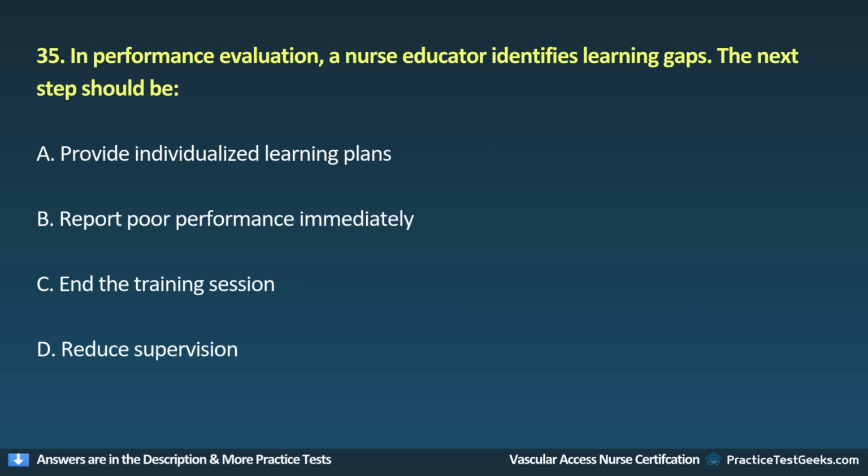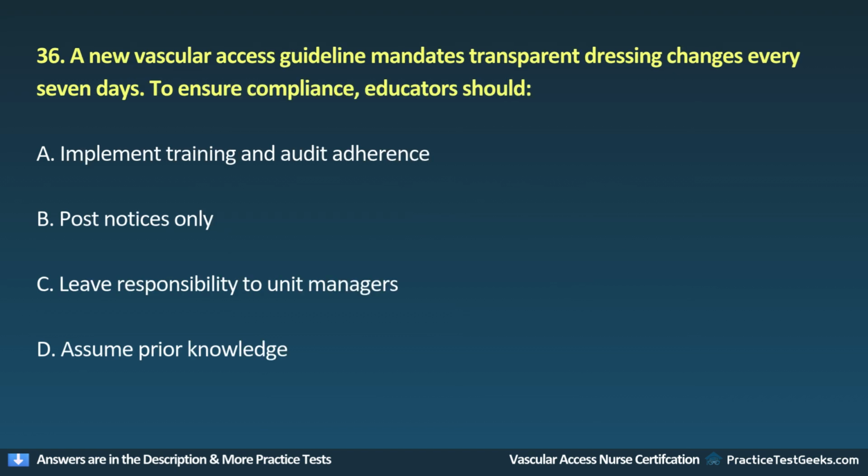35. In performance evaluation, a nurse educator identifies learning gaps. The next step should be A. Provide individualized learning plans. B. Report poor performance immediately. C. End the training session. D. Reduce supervision.